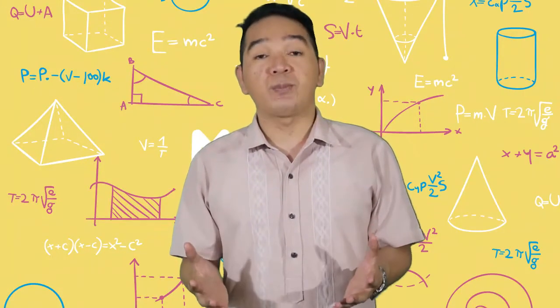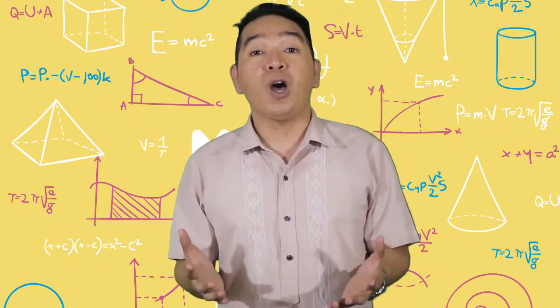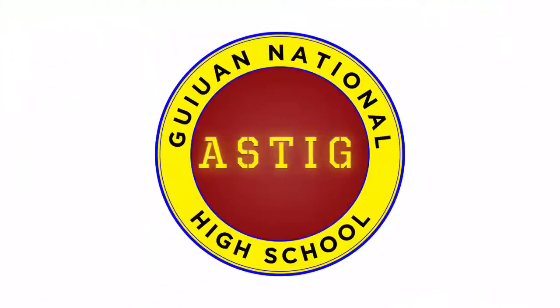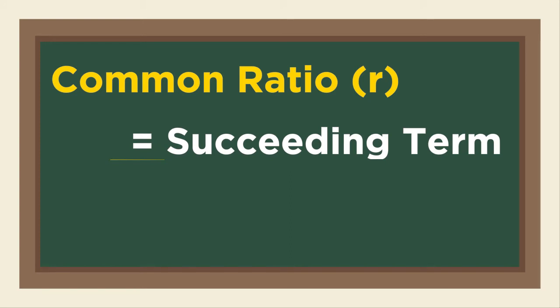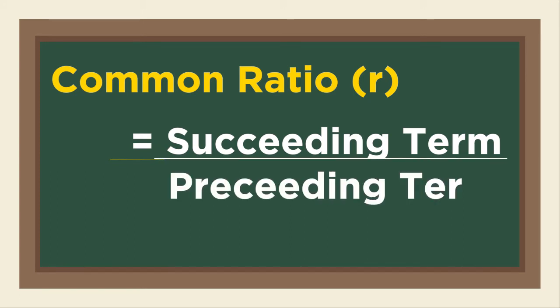Using the given terms of the sequence, how will you obtain the common ratio? The common ratio r is obtained by dividing the succeeding term by the preceding term.